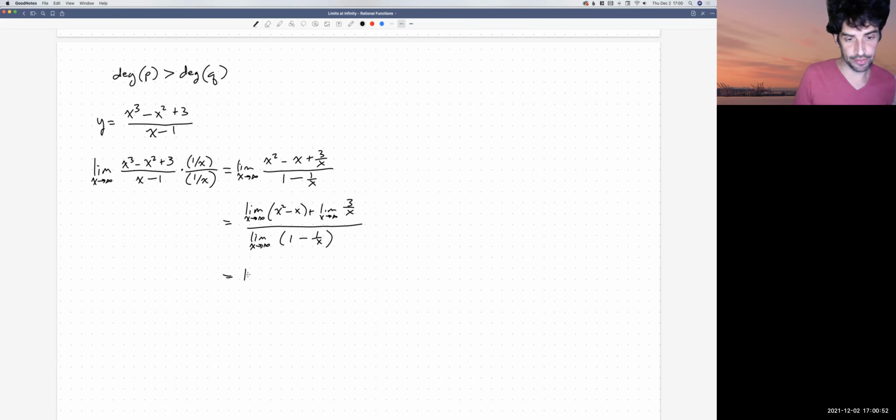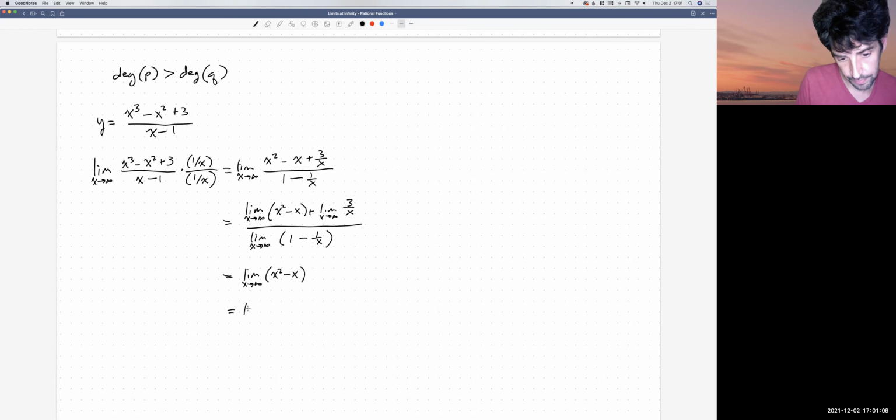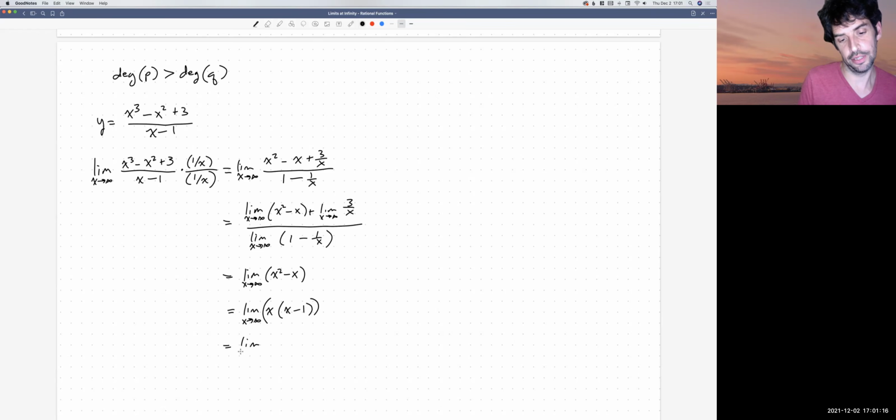In the numerator, I've got the limit as x goes to infinity of x squared minus x, and then 3 over x goes to 0. So this all just comes down to the limit as x goes to infinity of x squared minus x. I'm going to factor out an x. So we get this, and we're going to do the limit as x goes to infinity using our product rule for limits.